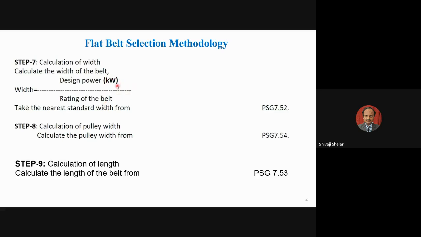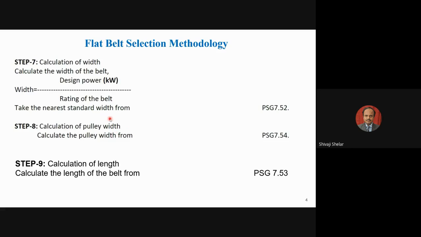If you have selected the number of plies, accordingly this width will be finalized. So if you are selecting, say, a width of 100 mm and the number of plies, say 4 or 6, say 6, the belt will be selected for 6 plies and a width of 100 or 125. Then the next step is calculation of pulley width.